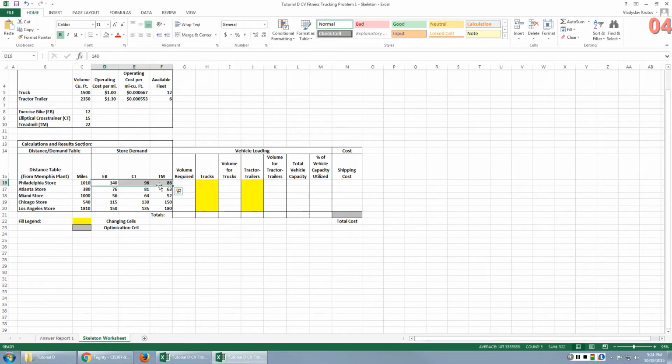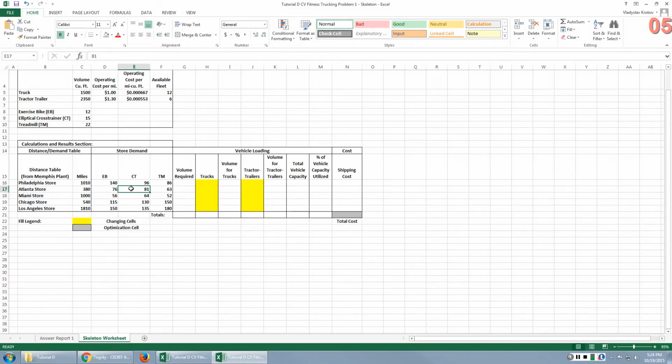Also here in the calculations and results section, you have store demand. So basically it's something that is given to you. You know that for this week, because this example, I believe, is formulated in terms of a 1 week time frame, for this week you need to ship 140 exercise bikes to your Philadelphia store, 96 cross trainers to the Philadelphia store as well, and then 86 treadmills that have to be shipped to the Philadelphia store. So basically this is your demand. This is the demand that you need to meet. So let's say there are managers in each of those stores and they send you a weekly demand forecast. They're saying for this week we need to have the following items delivered. So that's the case.